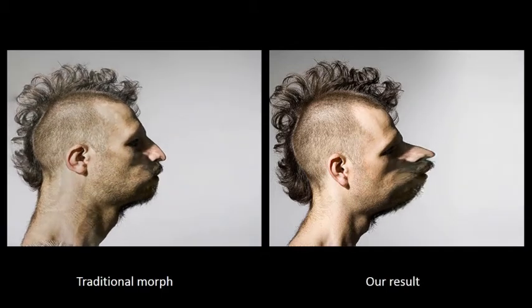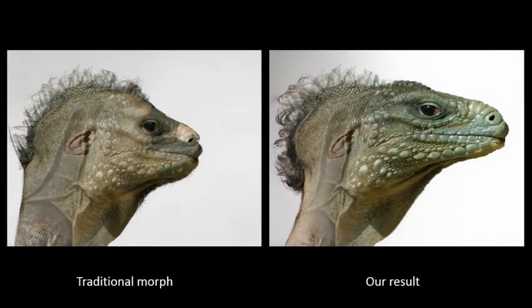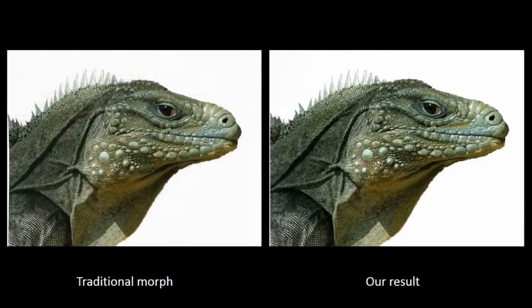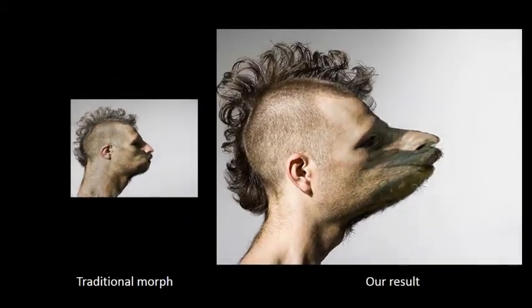In this example, our morph starts earlier on the right than on the left, creating an effect of smoothly combining lizard and human spatially.